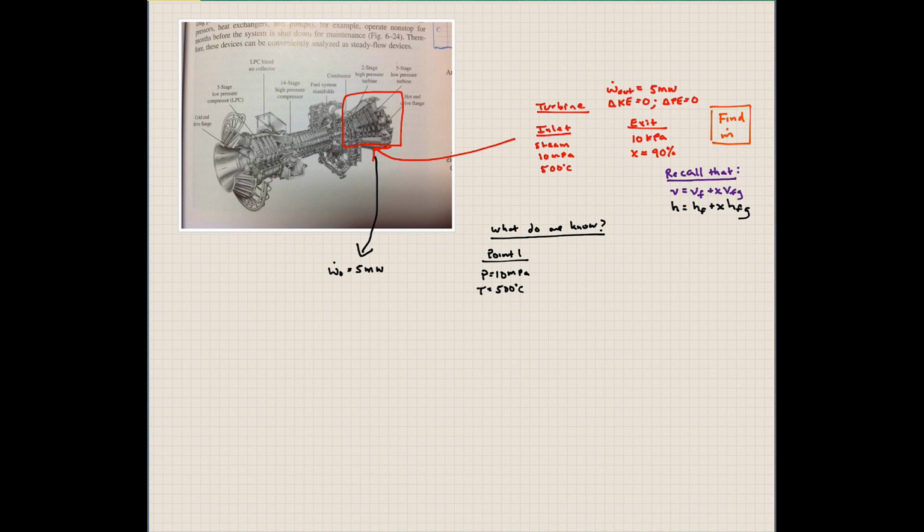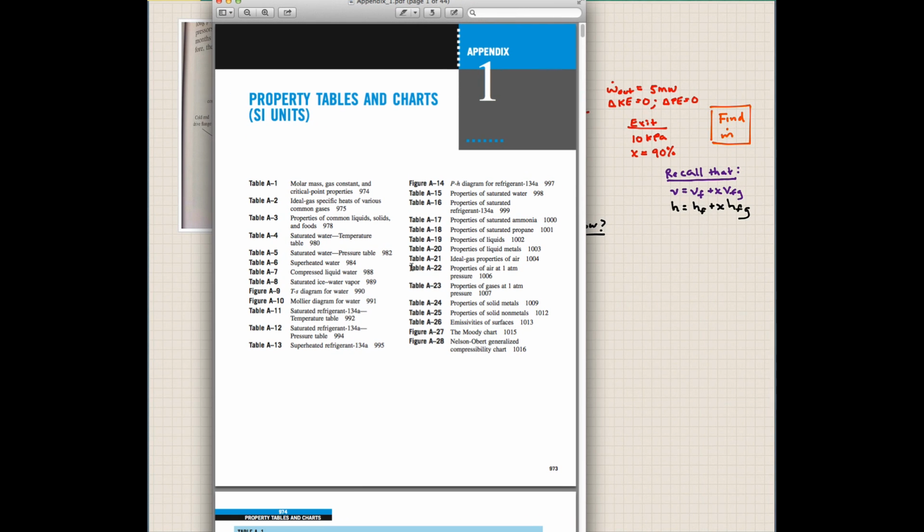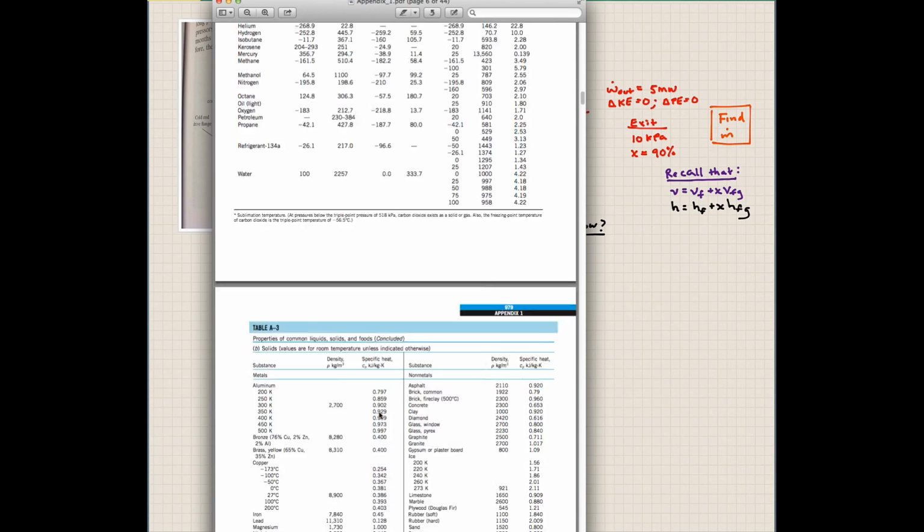If we look on our tables, we can show that, and I'll let you guys do that this time. I won't refer to the tables in this lecture, or maybe I will. Maybe I can help you guys with that a little bit. So for this particular mixture, if we look at our property tables, let's say 10 megapascals and 500 degrees Celsius. So let's go to the pressure tables.